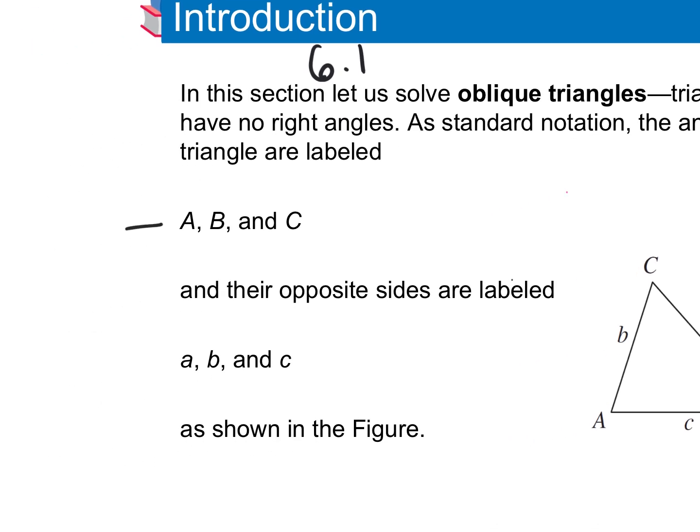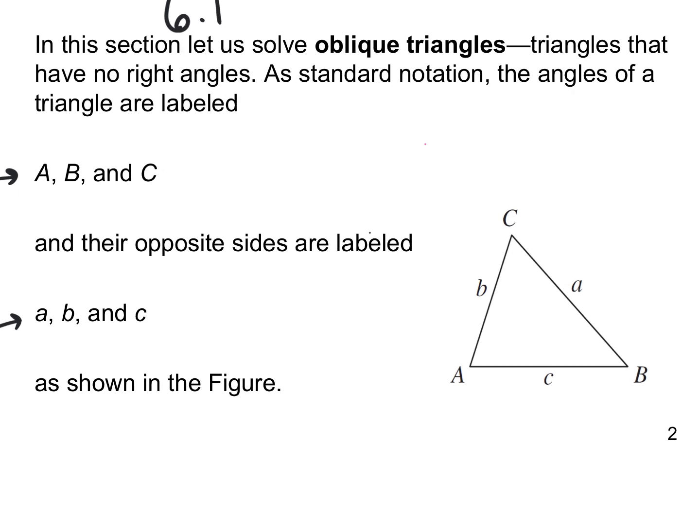Capital letters are going to note the angles. Lowercase letters are going to note the sides. So when you see a lowercase letter, it's talking about the side of the triangle. If you see a capital letter, it's talking about the angle. So make sure you pay attention to the difference.